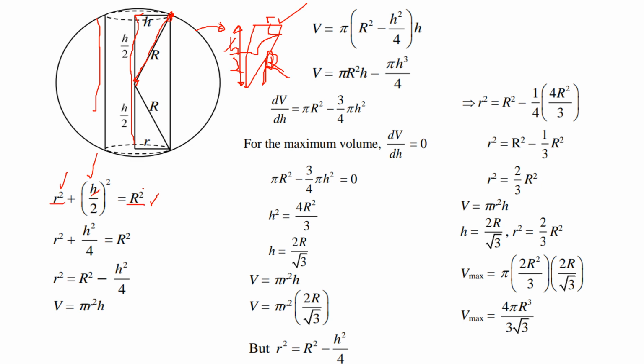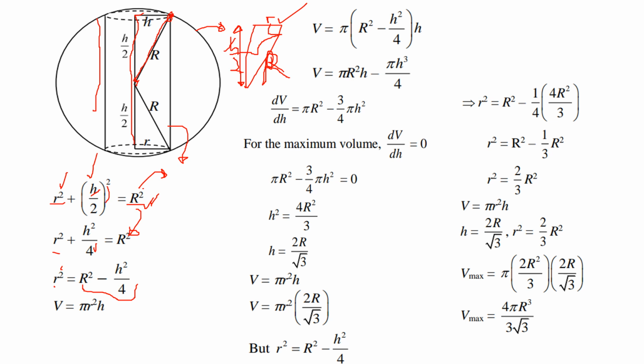So we leave capital R as a constant because capital R is for the sphere, and you're only dealing with the cylinder as the question required. So from Pythagoras, we open the brackets. So this is going to be r squared plus h squared divided by 4 being equal to R squared. Having that, we make r squared the subject because it's easier to make r the subject as compared to h squared. So r squared is going to be equal to R squared minus h squared divided by 4.